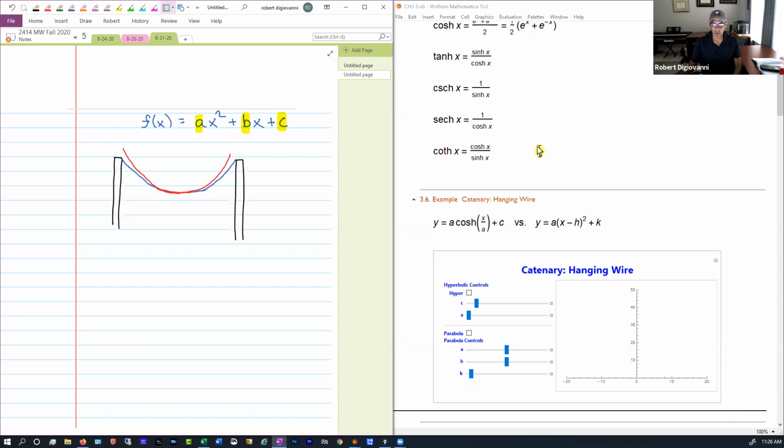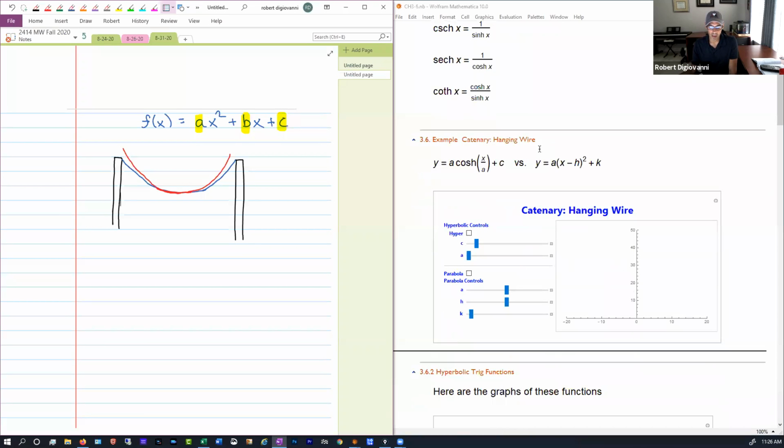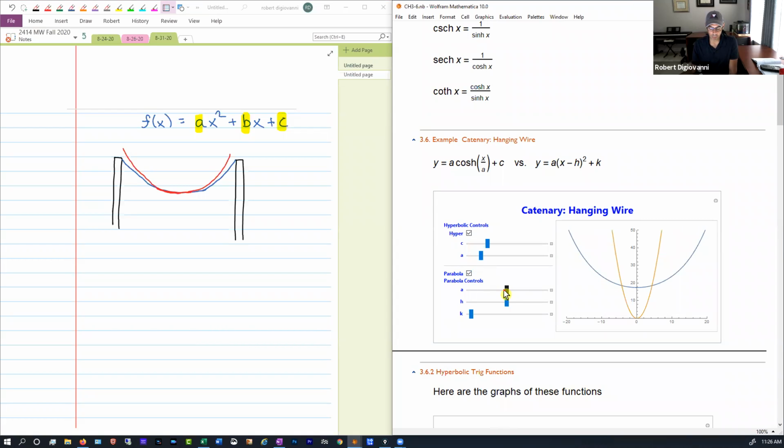In this example right here, what I did was I tried to show that if you have a catenary, here's a hanging wire, and you try to compare it to a parabola, it's impossible to get these two to lay on top of one another. There's always going to be a little bit of error between them. Anytime you hang a wire, it will never be in the shape of a parabola. It will always be in the shape of a catenary. Okay, I think I made that clear.